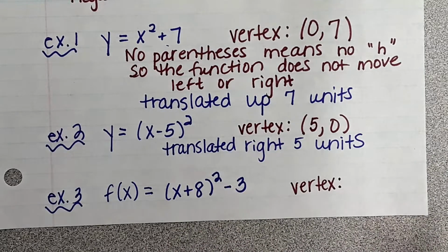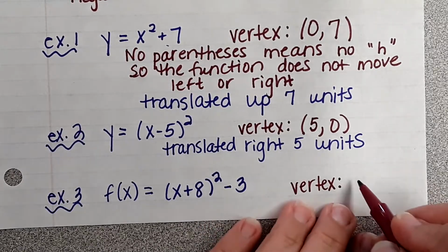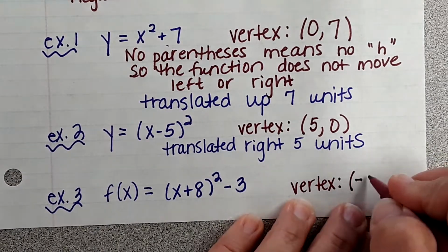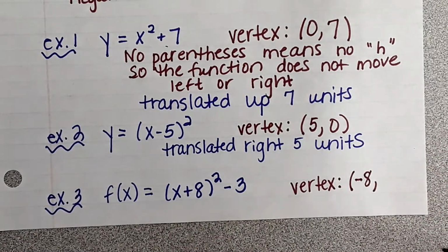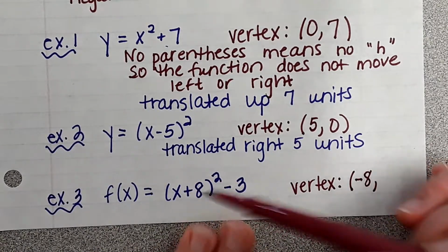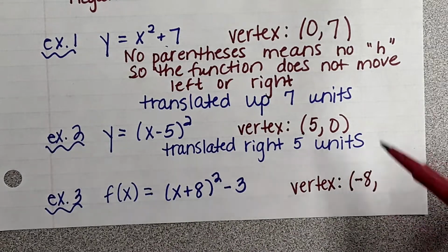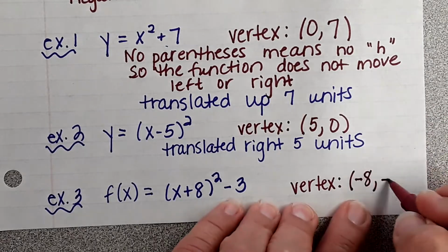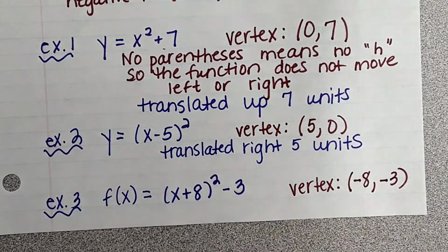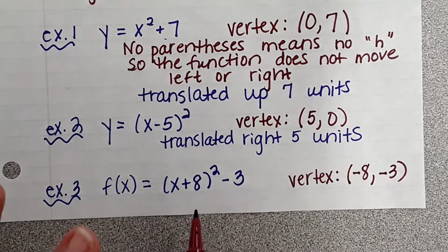So what is your vertex? So if it says positive inside the parentheses, what are we going to write? Negative 8. We will get to the translated part in 1 second. I'm just trying to find the vertex. So inside the parentheses is always the opposite when you go to write the vertex. And then what am I going to write for my K? Negative 3. No, the outside term is not opposite. Whatever is inside the parentheses is what you always take the opposite of.